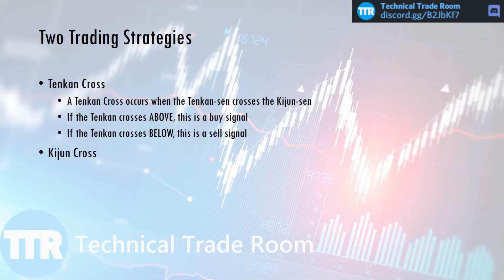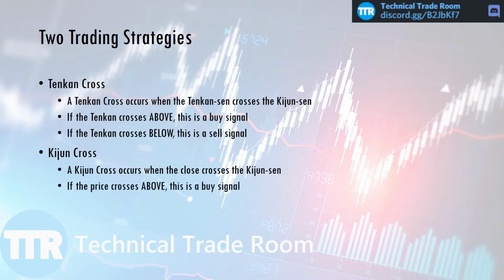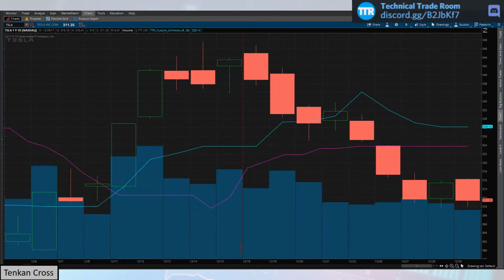The second strategy we're going to cover is the Kijun Cross. A Kijun Cross occurs when the close crosses the Kijun Sen. If the price closes above the Kijun Sen, this is a buy signal. If the price closes below the Kijun Sen, this is a sell signal. First, let's go over an example of what a Tenkan Cross looks like.